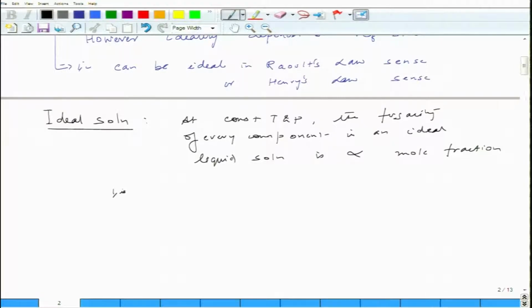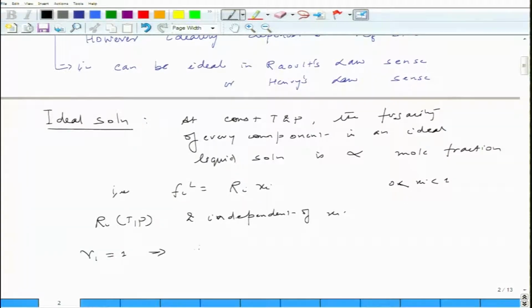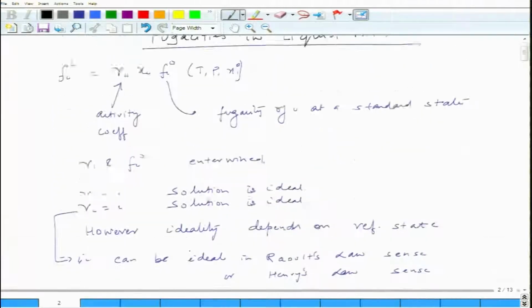In other words, what we are saying is that f_i^L is equal to some proportionality constant R_i multiplied by x_i, which holds for x_i from 0 to 1. Note that R_i is just a function of temperature and pressure, and it should be independent of x_i. And if gamma_i is equal to 1, which essentially means R_i is nothing but f_i^0, that is what we have written here.